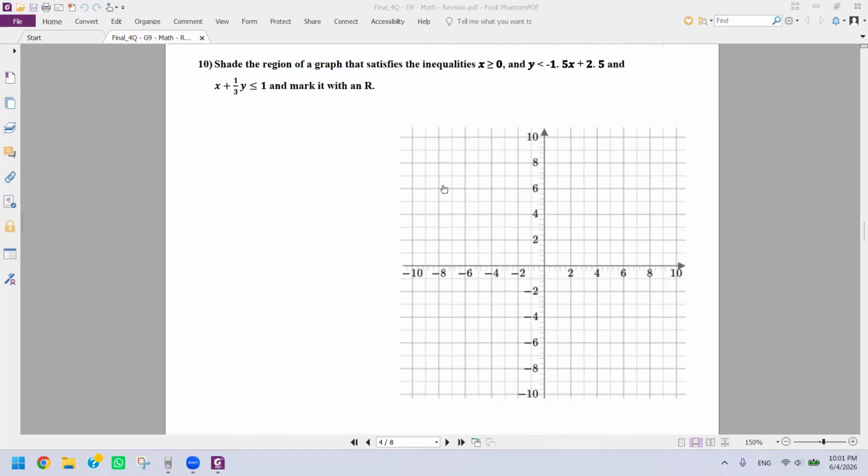Now, the next one is the same idea, but here the numbers are a bit harder. We have fractions or decimals. Okay, let's solve the first one: x greater than or equal to 0. You know, guys, when I say x equal to 4, for example, you draw a vertical line. So x greater than or equal to 0 is a vertical line, which is the y-axis. Greater, so you go to the right.